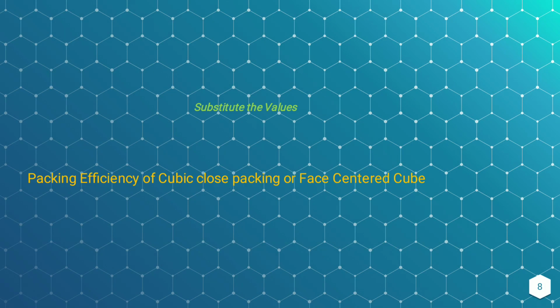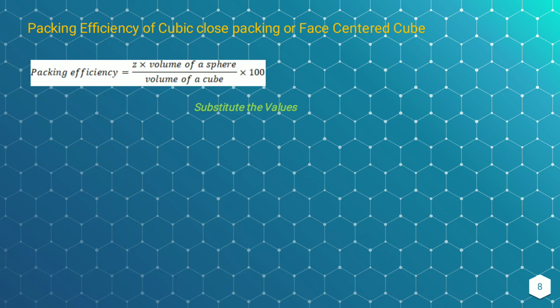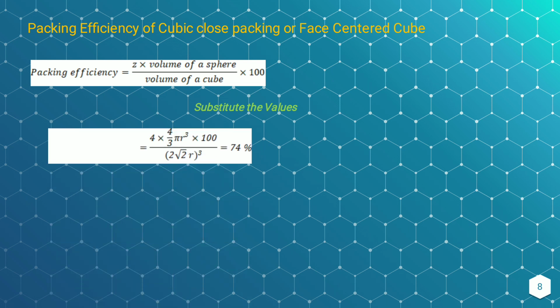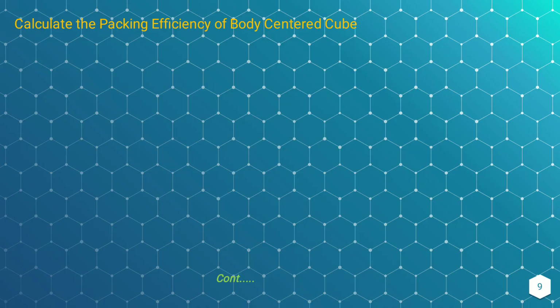Just using our formula, what we know, that is packing efficiency is equal to Z into volume of a sphere divided by volume of a cube into 100. Substitute the values. Z is equal to 4. Volume of a sphere is equal to 4 by 3 pi R cube. Volume of a cube is equal to 2 root 2 R cube, and if you solve this, you get the value equal to 74. Similarly, let us calculate the packing efficiency of a body centered cube.